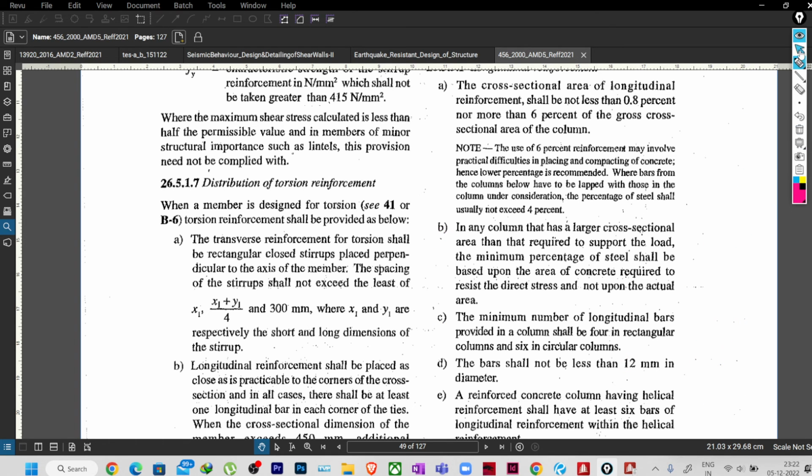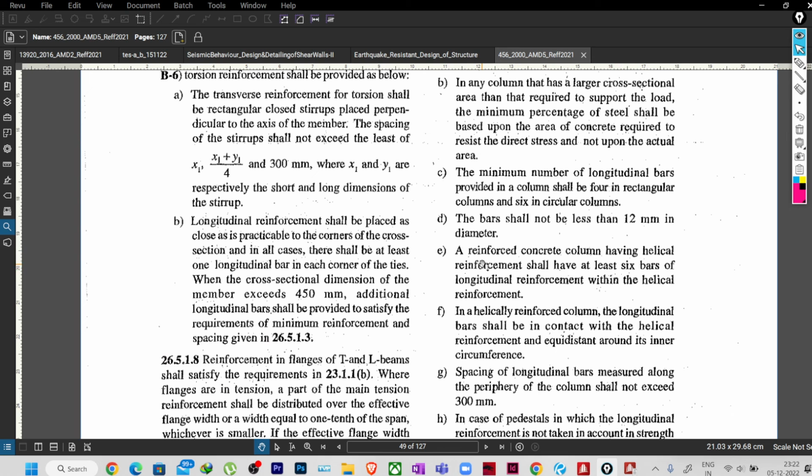Okay, and then we have: the reinforced concrete column having helical reinforcement shall have at least 6 bars of longitudinal reinforcement within the helical reinforcement. See, helical reinforcement we do not provide actually, unless it is a circular column. Even in the circular column also we do not provide. Nowadays this practice of providing helical reinforcement means the stirrups are gone actually.